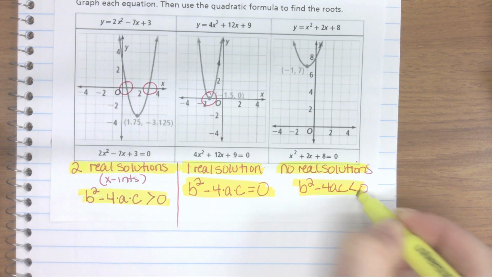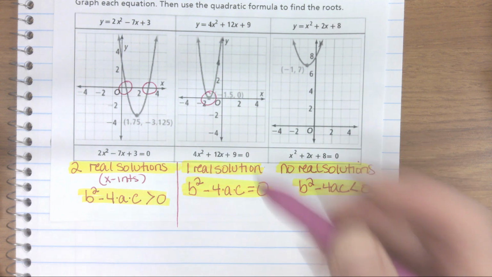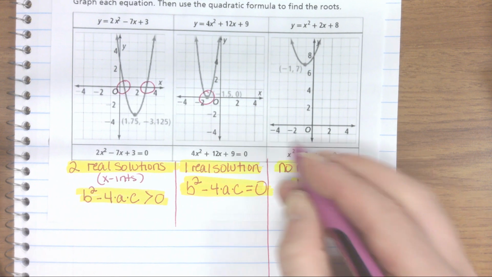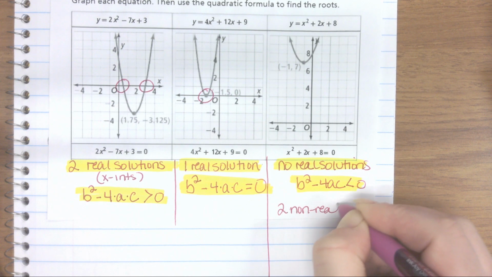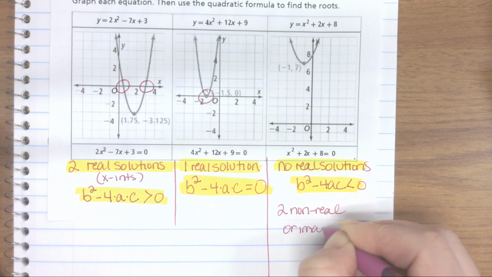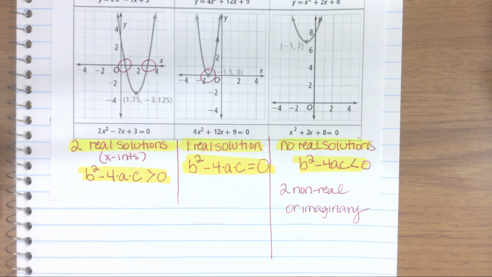Okay. Now, what I want to add to this last one is there are different kinds of solutions too. Well, I'm going to add first this. If there's no real solutions, that does mean there's two non-real or imaginary solutions. So there's still two of them, they're just non-real. They would have i's in them. The letter i, they would have the letter i in them. So they're non-real. Okay.